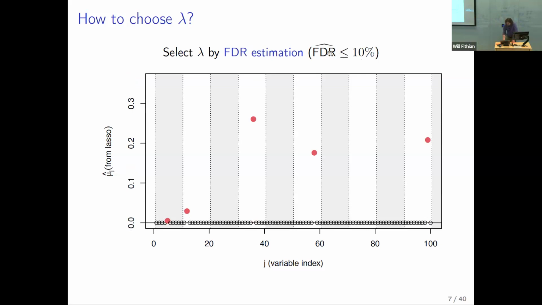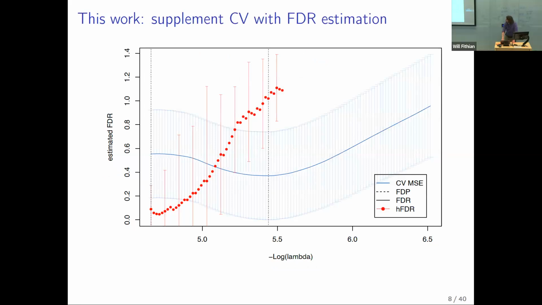So the goal for this talk is going to be to figure out how we actually estimate the false discovery rate as a function of lambda. And what we're going to produce is a curve like this, this red curve, to supplement the cross-validation curve. Here the cross-validation curve is giving us a fairly noisy estimate of out-of-sample prediction error. But out-of-sample prediction error is not the same as type 1 error.